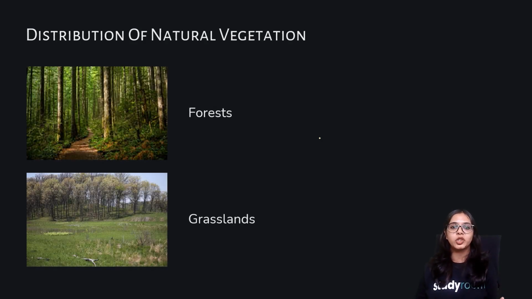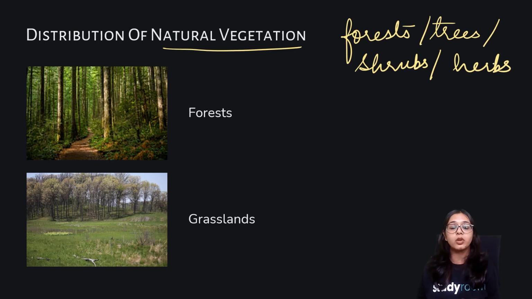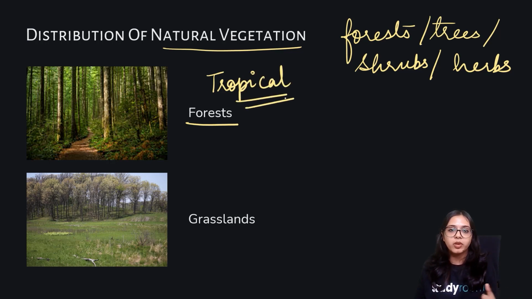Okay, distribution of natural vegetation, or rather distribution of forests or trees, or not just forests or trees but rather shrubs, grasses, herbs. It depends on the climate of that particular area. So in the tropical area where you have huge amounts of rainfall, you have very tall trees growing over there. Okay, and the kind of forest that you call there is known as the tropical forest. So you have tall trees. Okay, you have heavy rainfall.